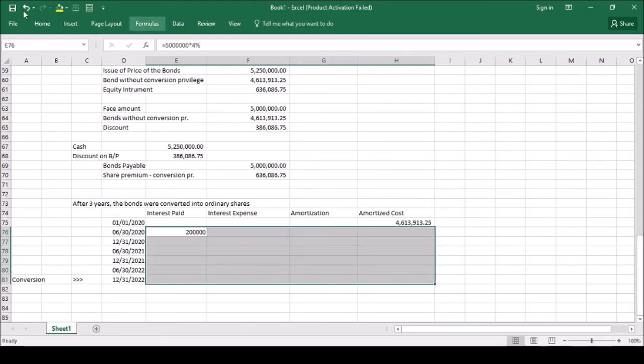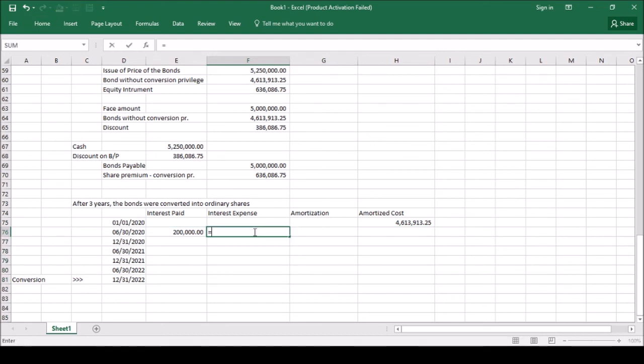Nominal rate, so we have 200,000. Okay. And then, magkano yung interest expense? We are going to use the yield rate, multiply po natin by 0.05. Okay? Magkano amortization natin dyan? 230 minus 200, that is 30. Idadagdag po natin yan sa, okay? Ayun. That's the amortized cost on June 30.